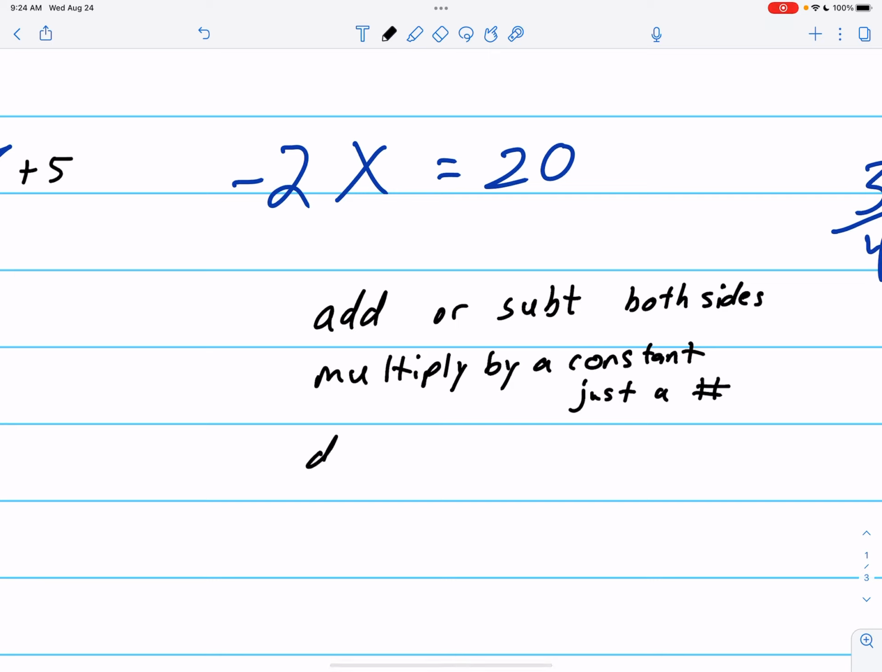I can also divide by a non-zero constant or a non-zero number. So I say a non-zero number because dividing by 0 is not defined. You cannot divide by 0. It does not make sense when you think about it.